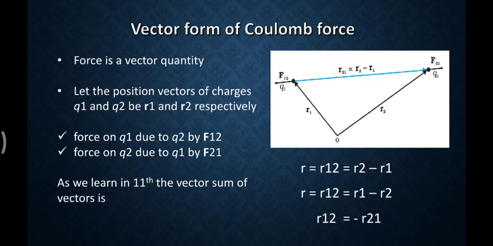This is very important, please keep it in your mind, it will help at the end of the result. Okay, so force is a vector quantity. Let us do something. Here you can see on the q1 charge, an arrow pointing away from q2, which is named f12. What is f12? Force on q1 due to q2 is represented by f12.